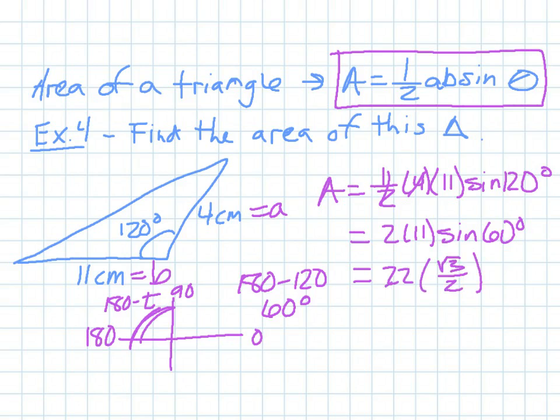Okay, so then I can reduce. That gives me 11 square root of 3, and since I'm talking about area, I'm going to write it as units squared. Oh, sorry. We're actually given a label here because our sides are in centimeters. I would say centimeters squared. Okay, and then that would be my answer.